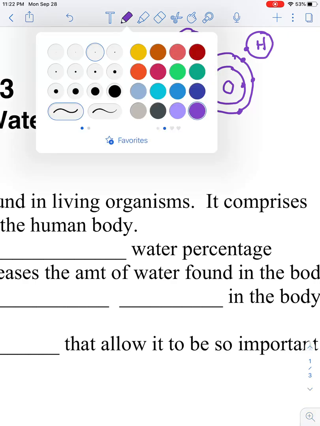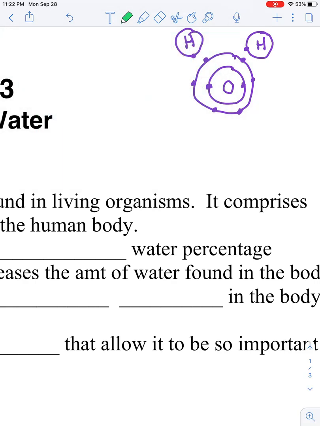Oxygen and hydrogen share electrons to satisfy their outer shell requirements, hydrogen wanting to have 2 and oxygen wanting to have 8. And since they can't wholly take those electrons from each other, they share them, satisfying all 3 atoms. This is called a covalent bond.